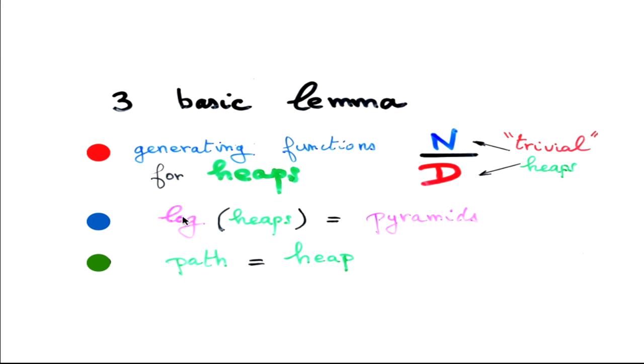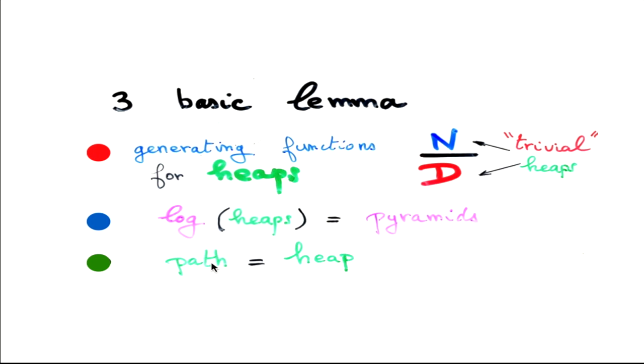Second lemma, the logarithmic lemma, which tells you that the logarithm of the generating function of heaps is going to be the generating function of pyramids. To take pyramids, like we have seen, pyramid of the 1, roughly speaking, is to go to the logarithm.